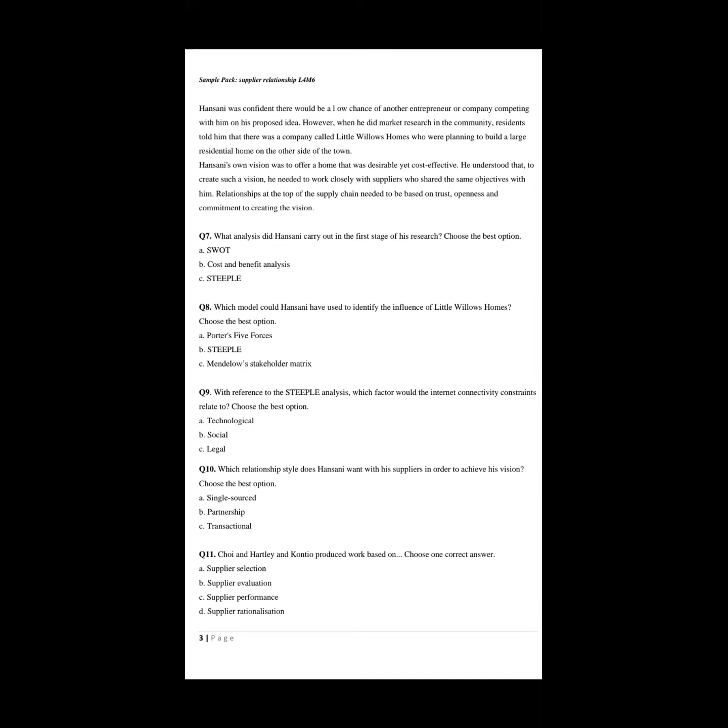With reference to the steeple analysis, which factor would the internet connectivity constraints relate to? Choose the best option. Technological. Perfect. Which relationship style does Hansani want with his suppliers in order to achieve his vision? Choose the best option: single source, partnership, transactional. I think it's partnership, because of trust. Yes.